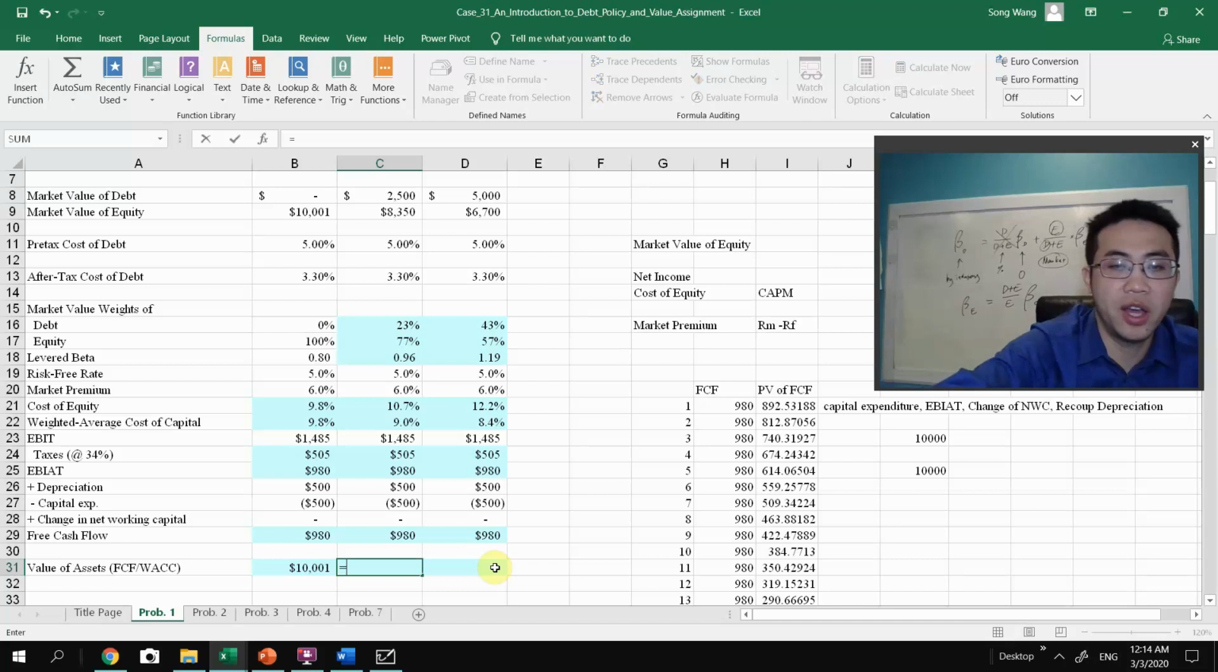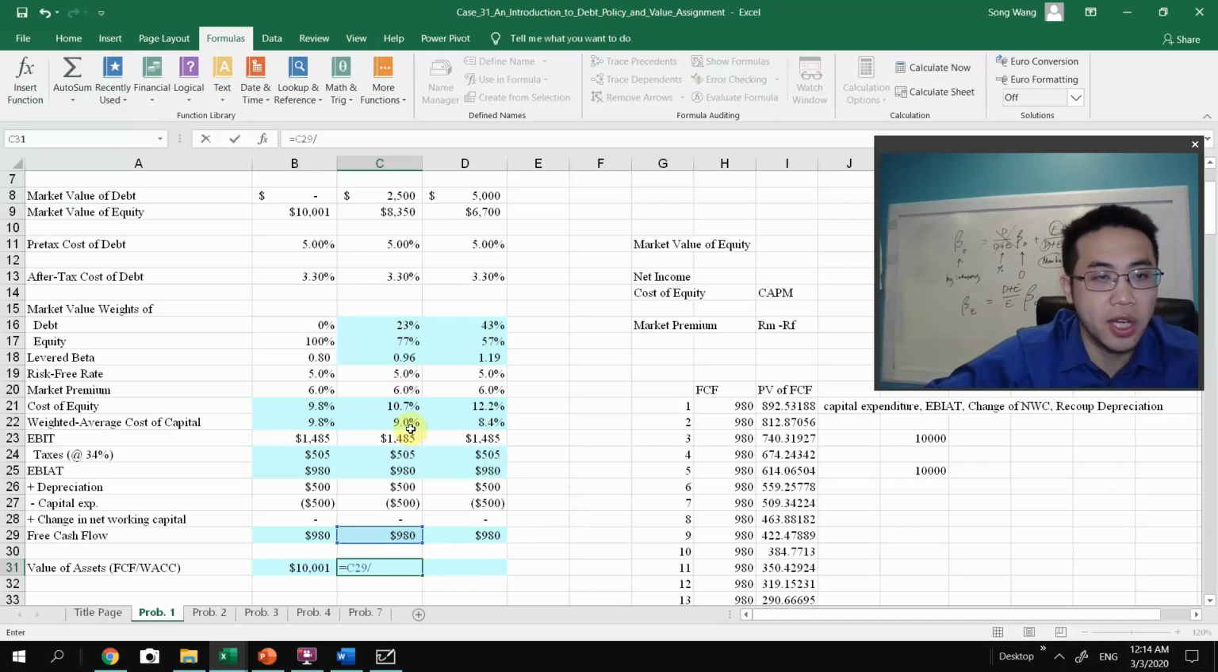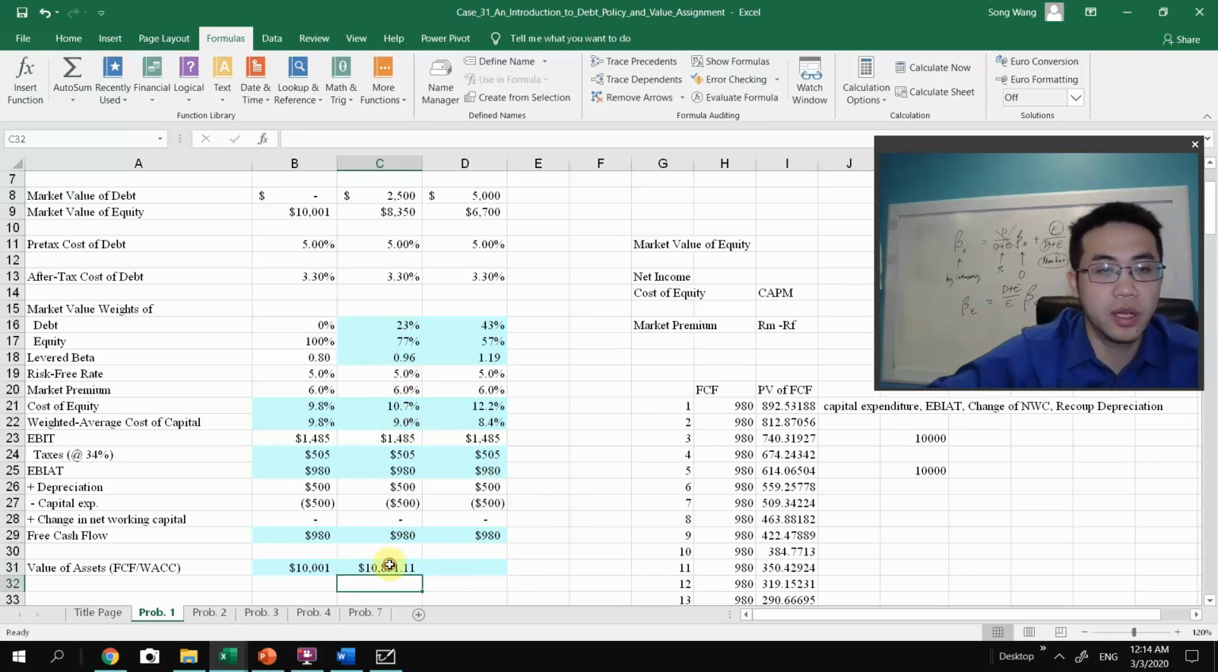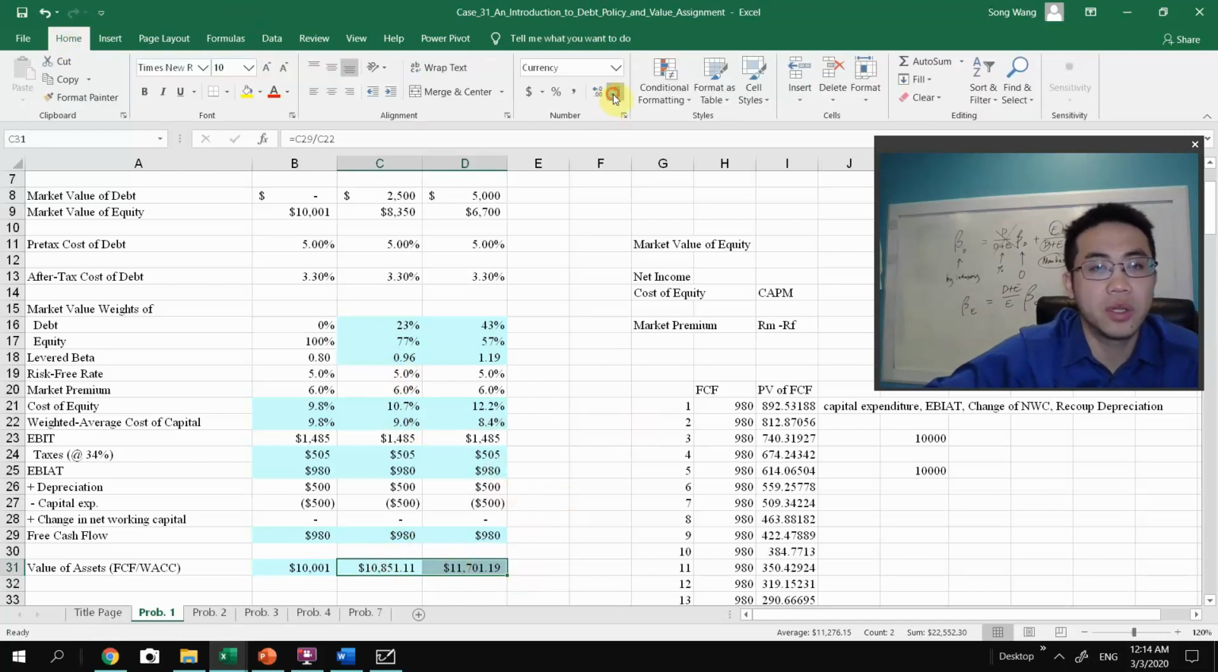To calculate the value of assets, you just need to use the same free cash flow divided by your WACC. Okay, and then I drag it to the right. So these are my numbers. I decrease the decimal. I'll make it look a little bit short and crisp.